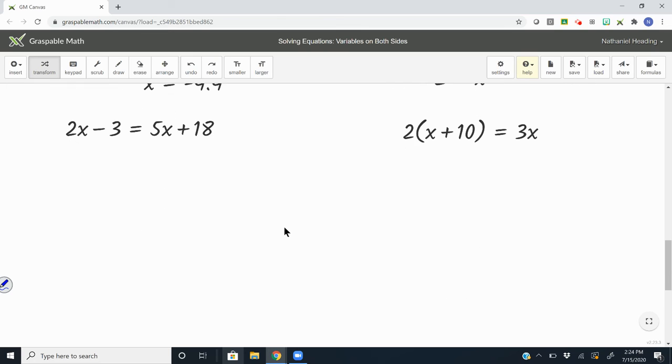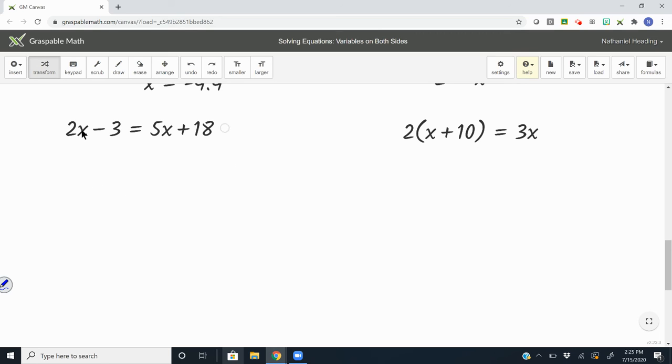Here's what I want you to do. I want you to pause the video. Try this one on the left. So it's a little simpler, a little less steps, but try and see if you can do it, and I'll go over in just a moment. So let's give it a shot.